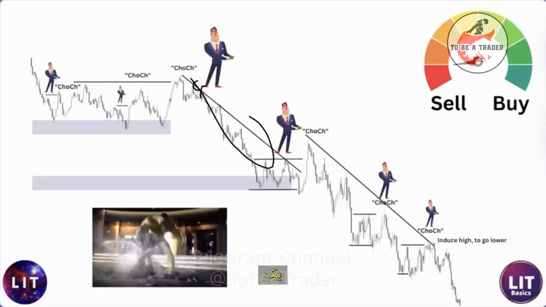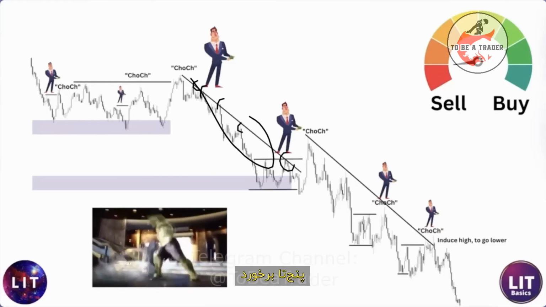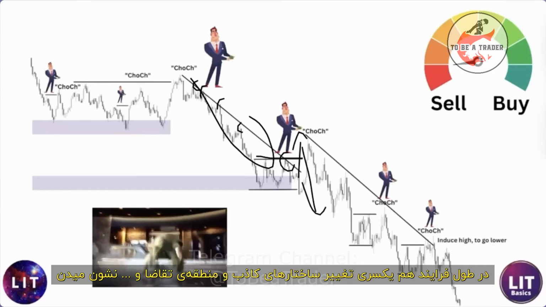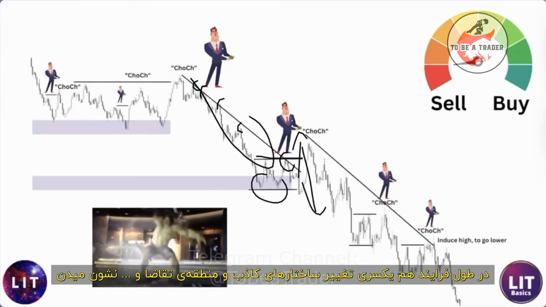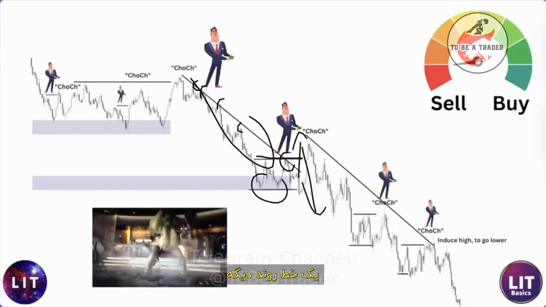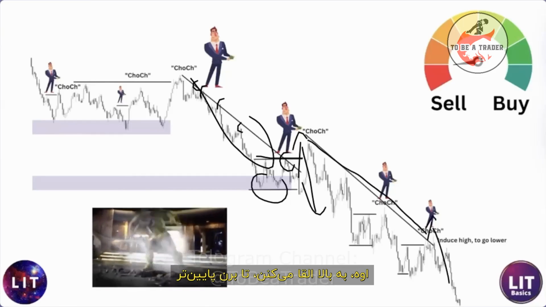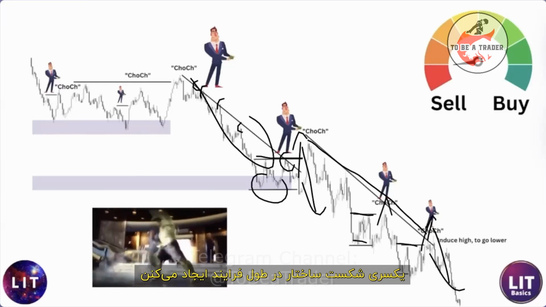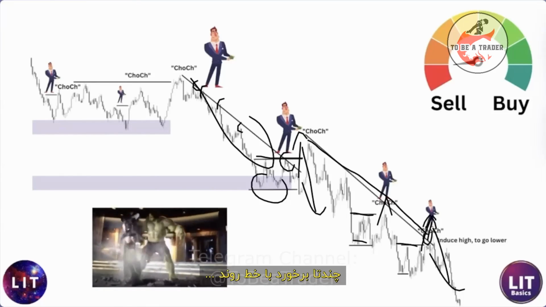Trend line, 1, 2, 3, 4 touches, 5 touches. Oh, induced high to go higher. In the process, just faking some CHoCHs of like a demand area. Perfect. Another trend line. Oh, just induce it high to go lower. In the process, just create some CHoCHs, some touches of the trend line.